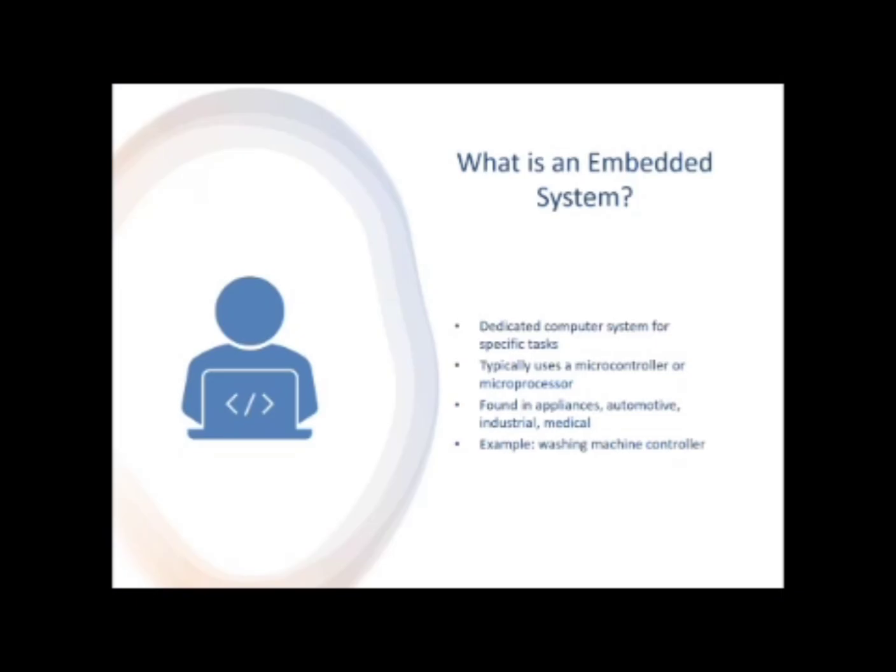What is an embedded system? An embedded system is a dedicated computer system designed to perform specific tasks. It usually uses a microcontroller or microprocessor. Examples include washing machines, microwave ovens, and medical devices. This project is a perfect example of an embedded system application because it simulates a washing machine controller.